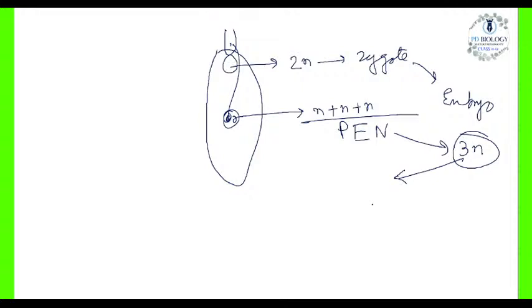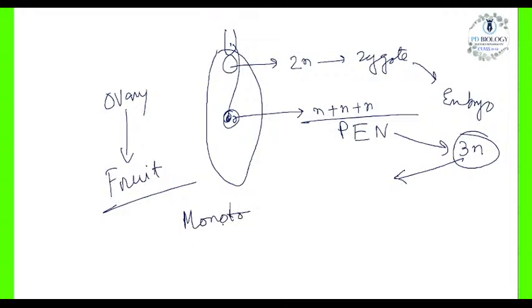Fruit is peculiar to angiosperm. Fruit develops from the whole ovary. So the ovary develops into fruit here. That is the unique structure of angiosperm. Angiosperms are divided into two groups, the monocots and dicots, having one cotyledon and two cotyledons respectively.